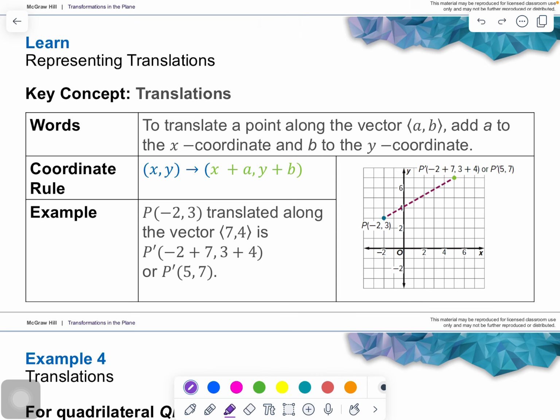So here's an example down here. They say you're at point -2, 3, right here. They're translating it along a vector 7, 4. So they add the 7 to the -2 and the 4 to the 3, and you get a new point of 5, 7, which is up here, 5, 7. So that would be P prime. We go from P to P prime.